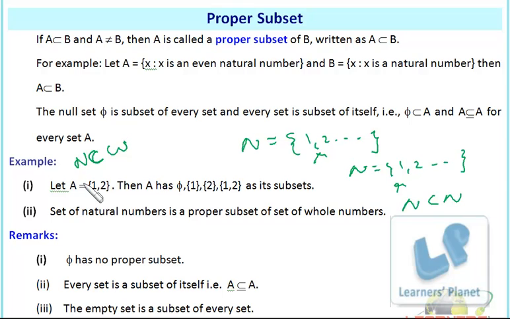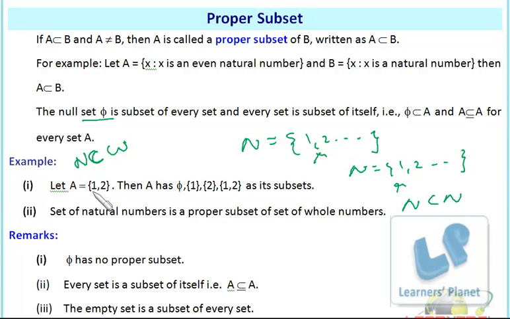Okay. For example, the null set phi is a subset of every set, and every set is a subset of itself, that I mentioned over here. N is a subset of N, but N is a proper subset of W. Okay, because there are extra elements in W which are not there in N.